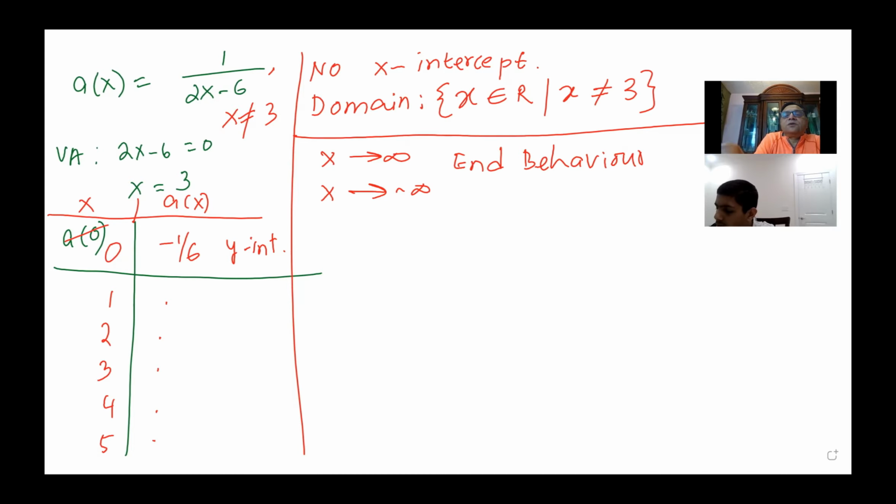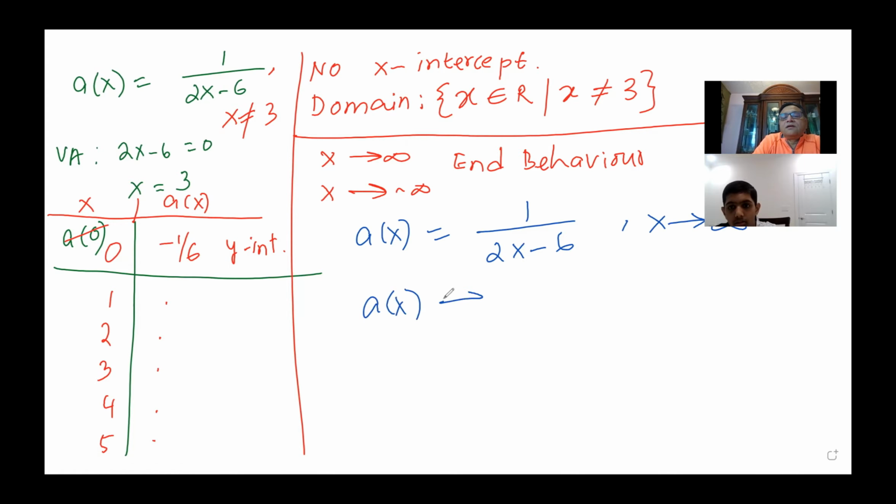Now let's figure this out. So we have a of x equals 1 over 2x minus 6. Now if x approaches a very large value, what will happen to this? The denominator is a very large number, let's say 1,000, 10,000, 100,000. Then it is approaching 0, correct? Yeah.